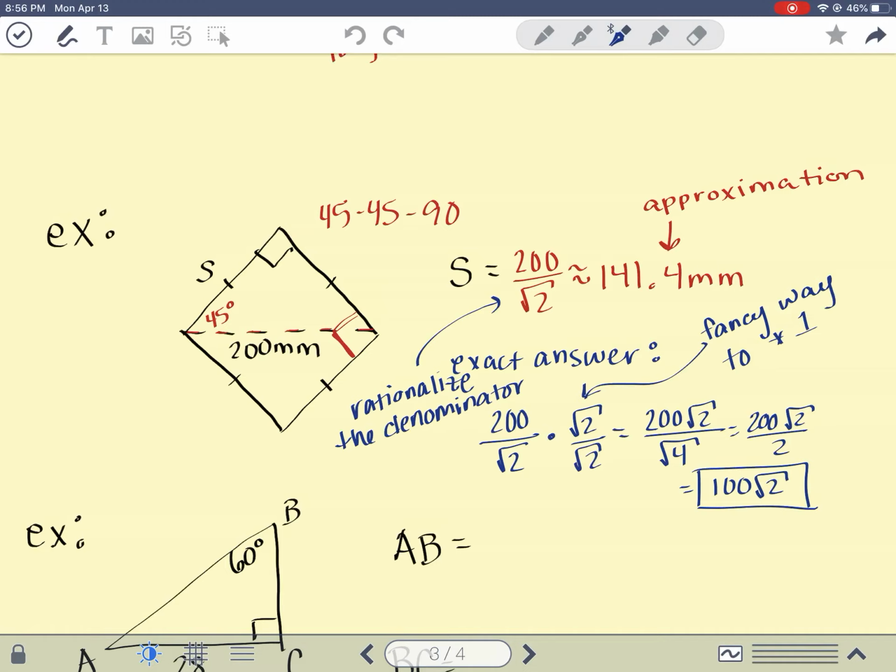Okay, so I know that looks a little different, but 100 times the square root of 2 is the same as our approximation here of 141.4. The only difference is that this right here is an exact answer. And if your question asks you for an exact answer, that is what it wants you to do. But of course, this is only if your square root is in the denominator. All right, so I'm going to go ahead and pause this.